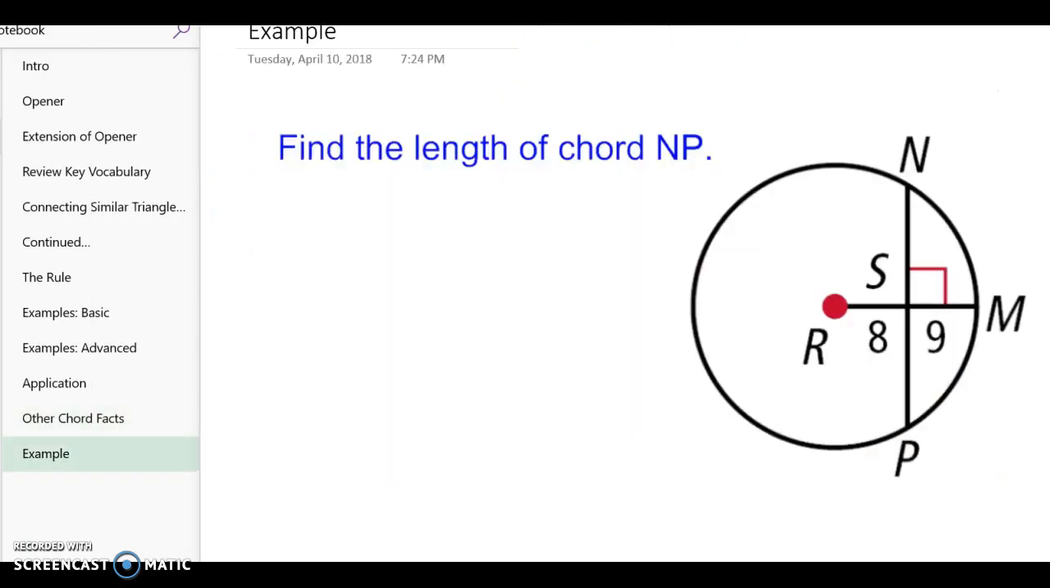So super, super, super quick here. Find the length of NP. Well, this sign here means perpendicular. So, just from what we learned, if this is perpendicular, then it cuts this into 2 equal pieces. If this is 9, then this up here has to be 9, and NP has to equal 18.